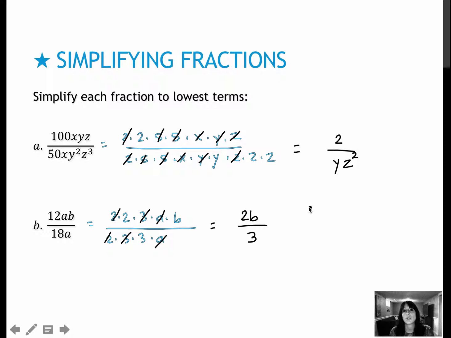Remember, when you finish, it's a really good idea to check to make sure it is in fact in lowest terms. So if there is another factor that I could have taken out of both the top and the bottom, that means I missed something along the way. So be very careful to do a double check at the end.